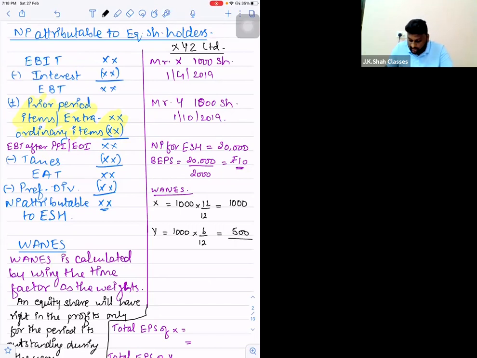Now, if you see the total number of shares, these are called the weighted average number of shares, are 1,500. So now my basic EPS will be calculated as per 1,500 shares. So therefore, my basic EPS will be 20,000 profit divided by 1,500 shares. We get the answer as 13.33. So 13.33 is the earnings per share on the basis of weighted average number of shares.